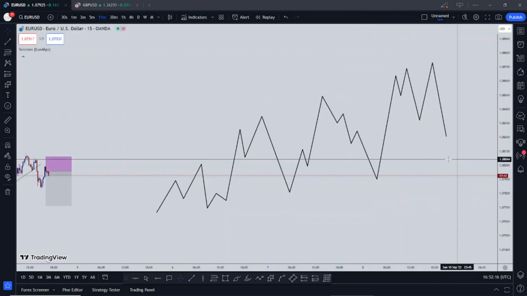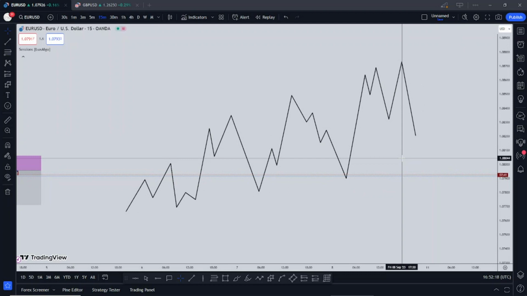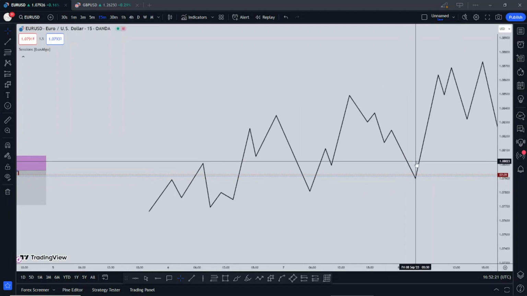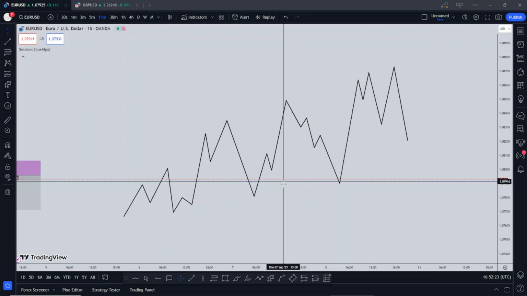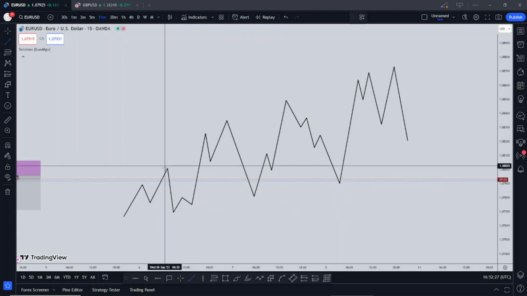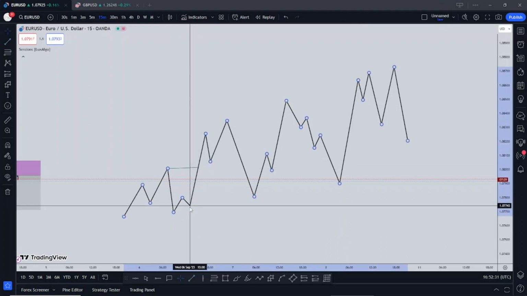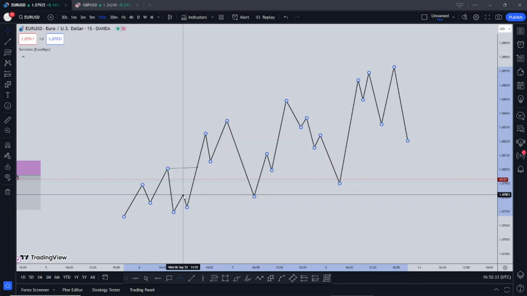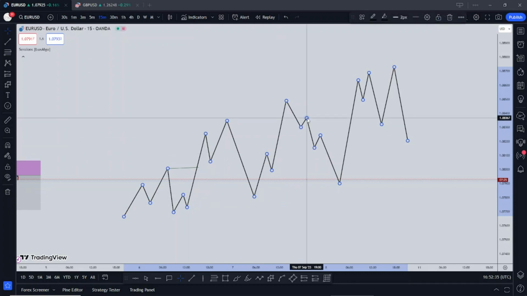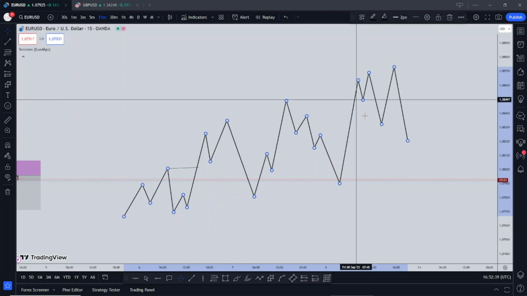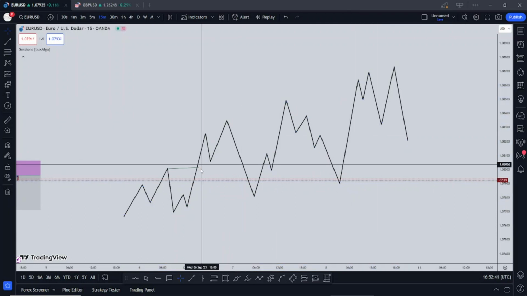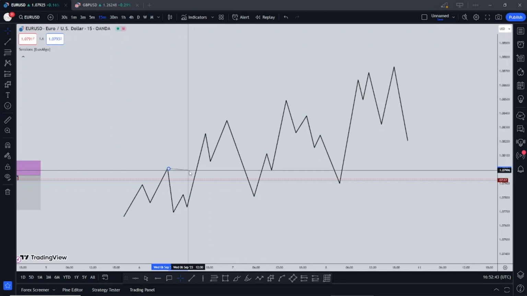Alright, so let me digest this simple chart for you to understand what I'm trying to demonstrate here. As you can see, we are breaking the highs to the upside, meaning the market is forming higher highs and higher lows. Anytime it breaks the high, we say we have a break of structure.